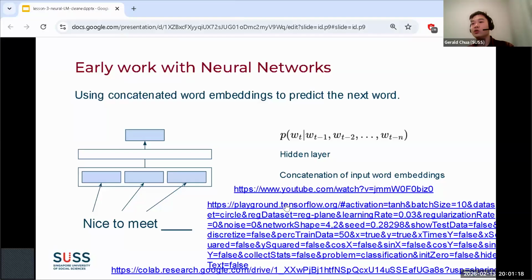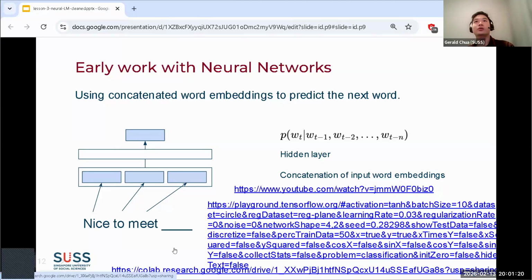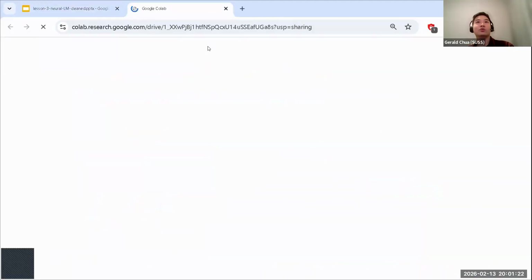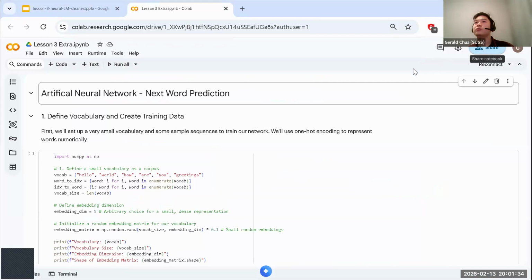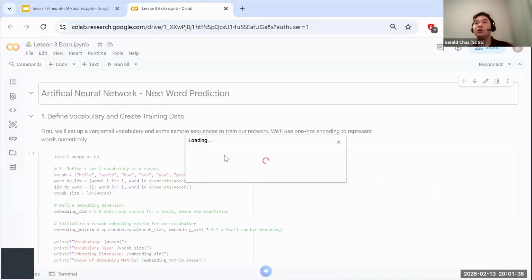So I'm going to open some code to show you how these neural networks look like. Oh wait, no, I already have it. Let me check. Let me grab it. Okay, here, I think I have shared. Let me try to share it first, then you can look at it on your own.